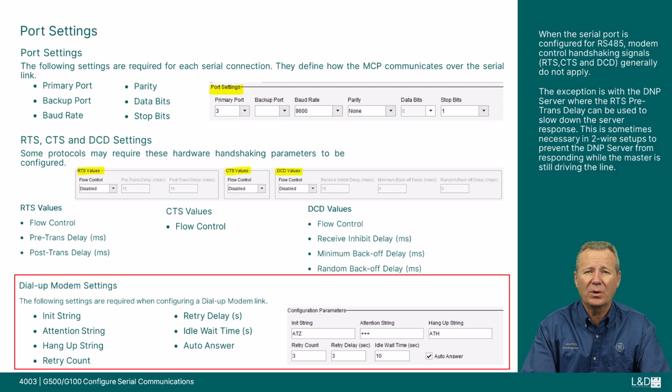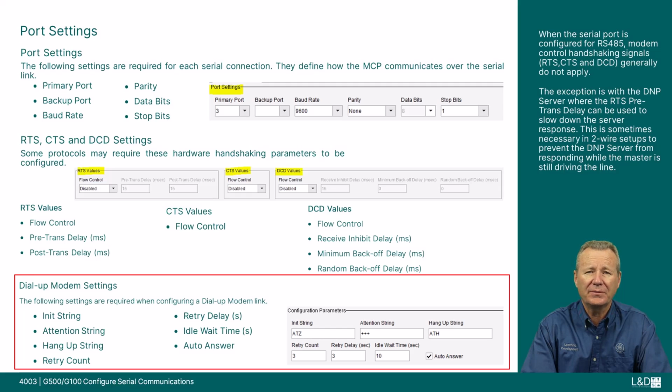The following settings are required when configuring a dial-up modem link. Init string, the data string sent to the modem when the application starts. The range is 1 to 64 ASCII characters, no spaces. The default is ATC. Attention string, the data string sent to the modem to place it into command mode. The range is 1 to 32 ASCII characters, no spaces. The default is +++. Hang up string, the data string sent to the modem to cause it to hang up the phone connection. The range is 1 to 32 ASCII characters, no spaces. The default is ATH.